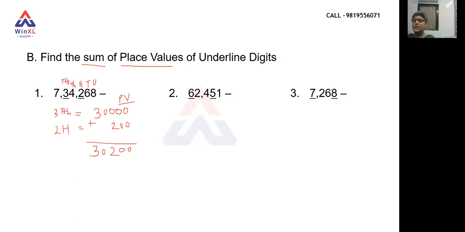Now I am waiting for you to solve the second sum. I am giving you 2 minutes to solve this. You have to first write down the places of the digits, then write down the place values of the underlined digits and add them.